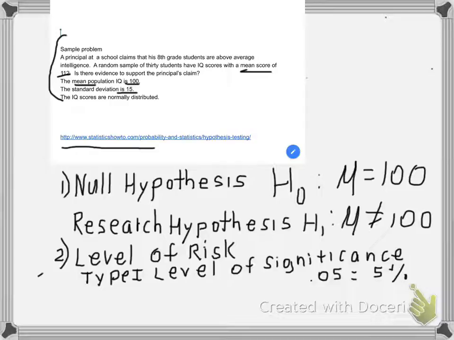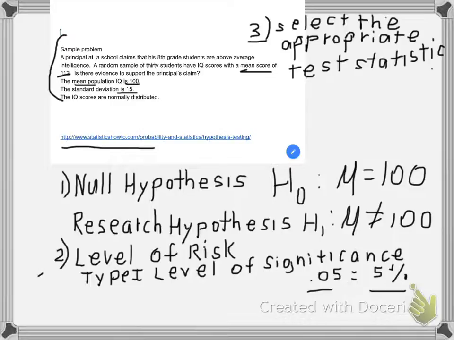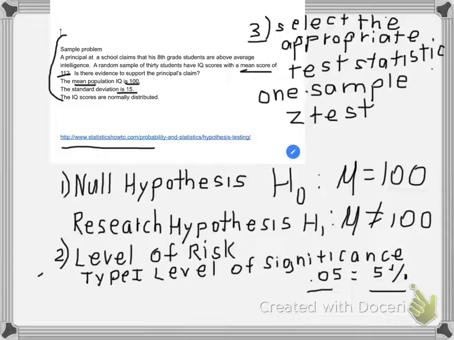In step 2, we said that we're going to set the level of risk, or the type 1 level of significance, at 0.05, which will be equal to 5%. And for step 3, we're going to select the appropriate test statistic, which is going to be my one sample z-test. One sample z-test.